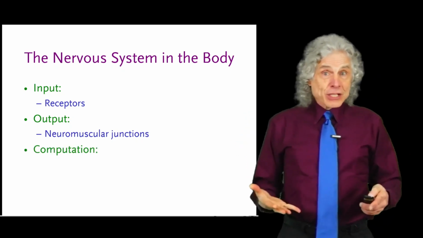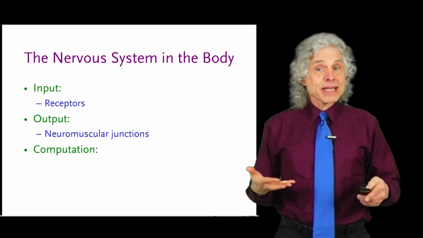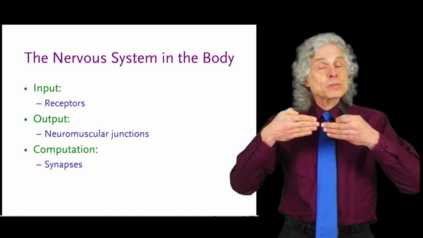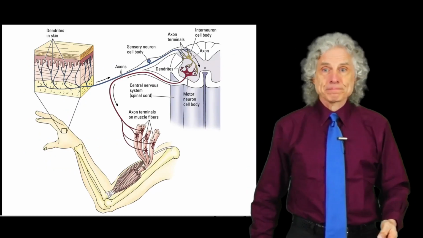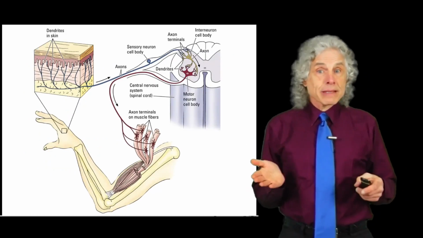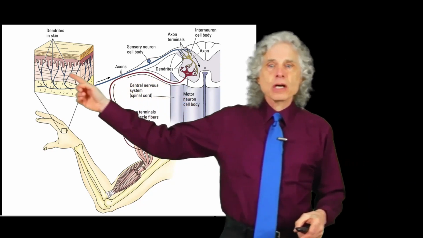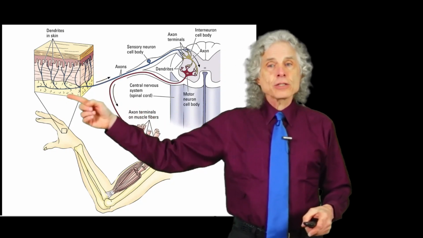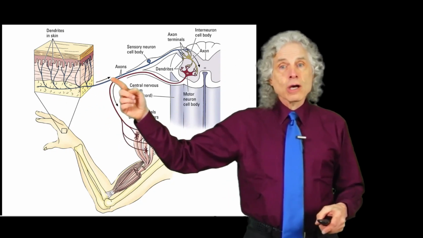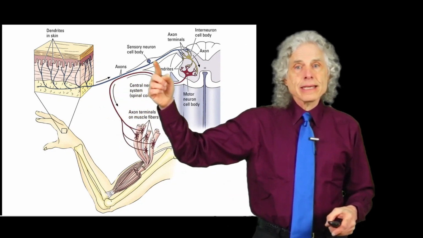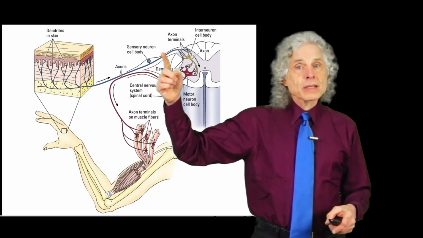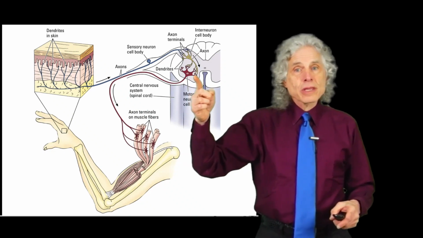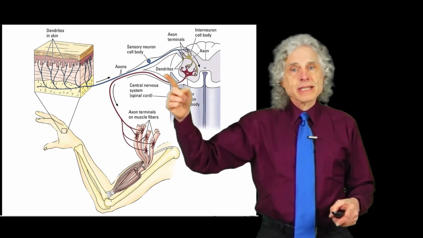The actual computation that allows us to recognize things, that makes us smart, takes place at the synapses, namely the connections between one neuron and another. This is shown in another diagram I've taken from your textbook. Here you've got some receptors in the skin. They connect to a long dendrite. Here you've got the soma or cell body. In the spinal cord, you have a synapse with a motor neuron. This one was called a sensory neuron.